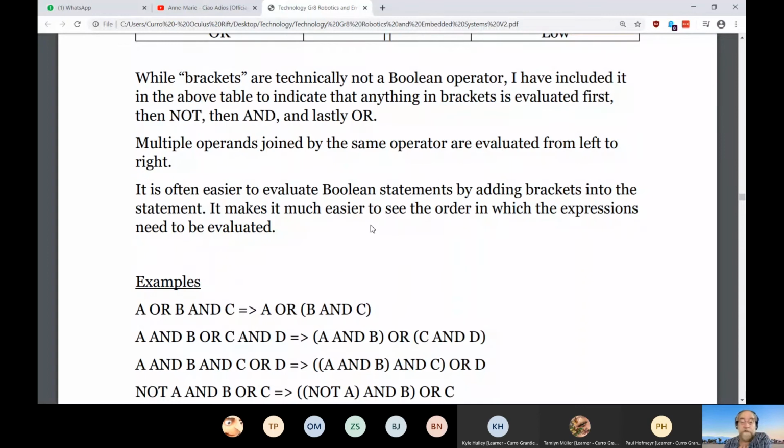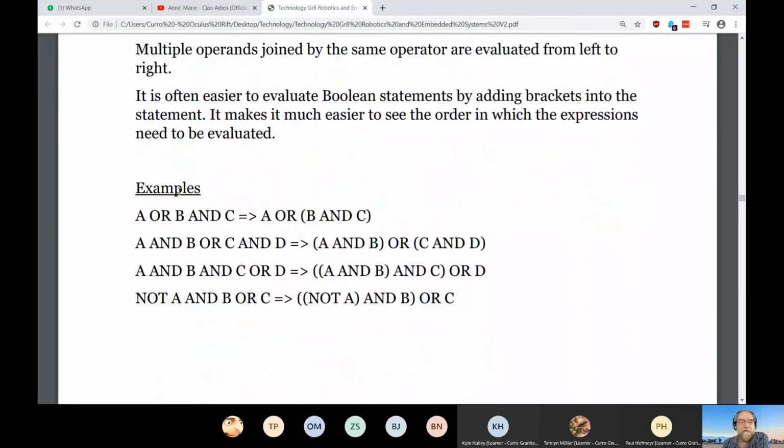Now, me myself, when I solve these, I tend to add brackets in. It just makes it easier for my eye to see what I must do. So let's look at this first example here. We've got A or B and C.